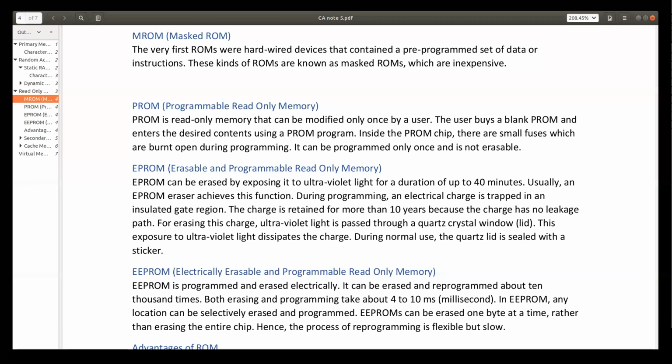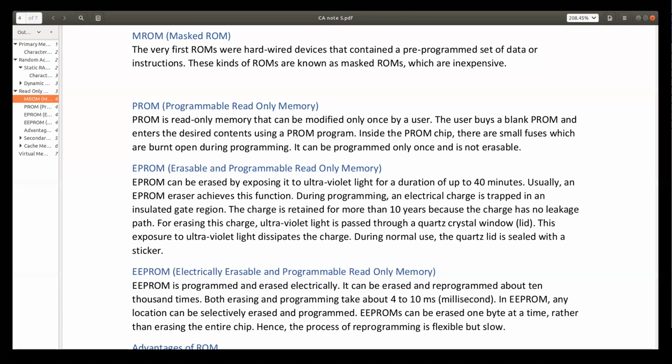Basically, a user will buy a blank PROM, and then that user can program it. Once the user programs it, it will be fixed for the entire life. Then it cannot be changed. So that is programmable read-only memory, where you can write only one time.